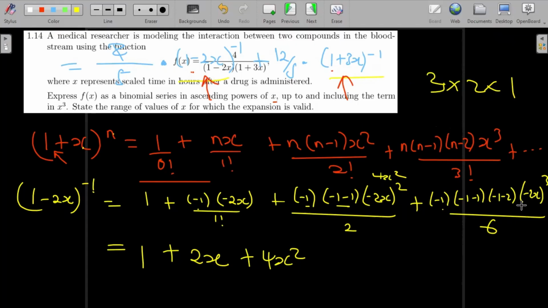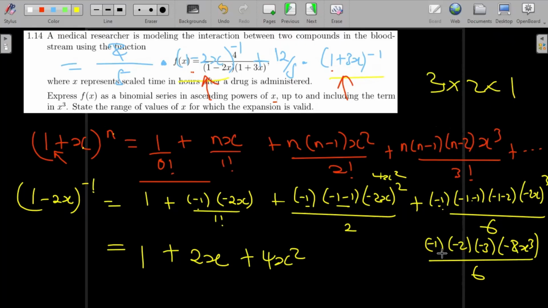And then I remain with what? I remain with, is it minus 8 there? Let's do this together. So this one is minus 1, this one is minus 2, this one is minus 3, and then minus 2x to the power 3. It's going to give me minus 8x to the power 3. So how many negatives do I have here? 4 negatives. If I have an even number of negatives, it's just going to be positive, right? And then I'm dividing by 6.